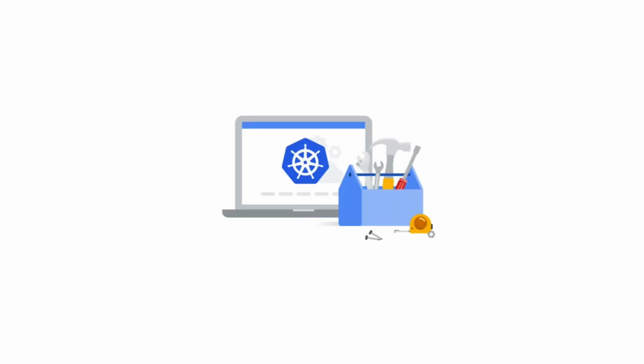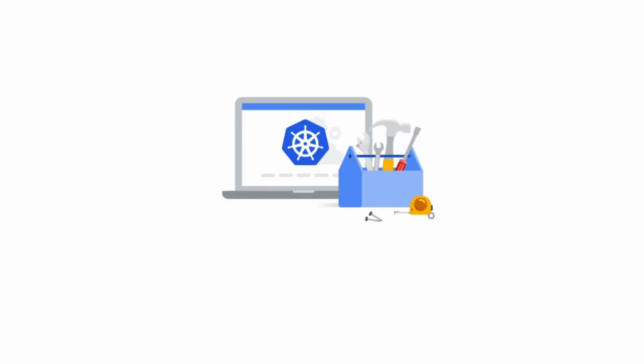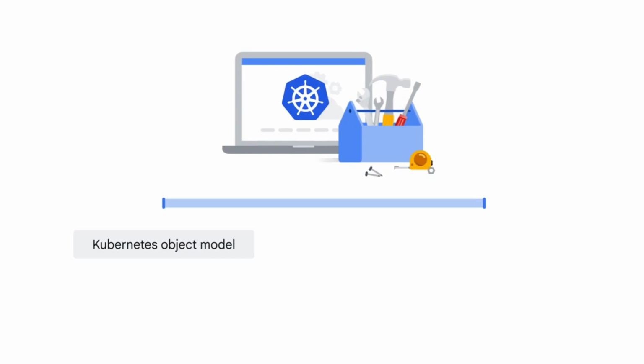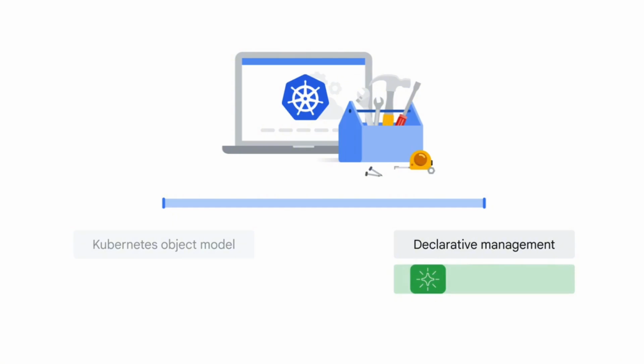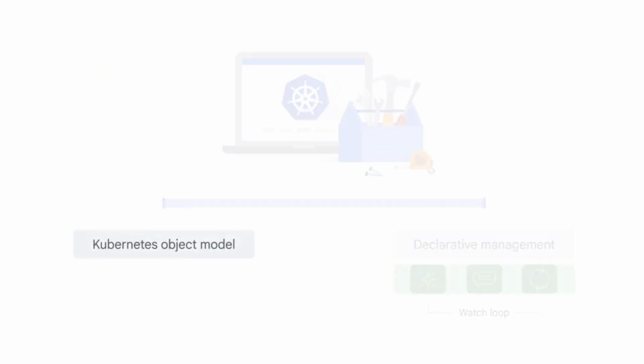To understand how Kubernetes works, it's important to understand two related concepts. The first concept is the Kubernetes object model. Each item Kubernetes manages is represented by an object, and you can view and change these objects' attributes and state. The second concept is the principle of declarative management. Kubernetes needs to be told how objects should be managed, and it will work to achieve and maintain that desired state. This is accomplished through a watch loop.